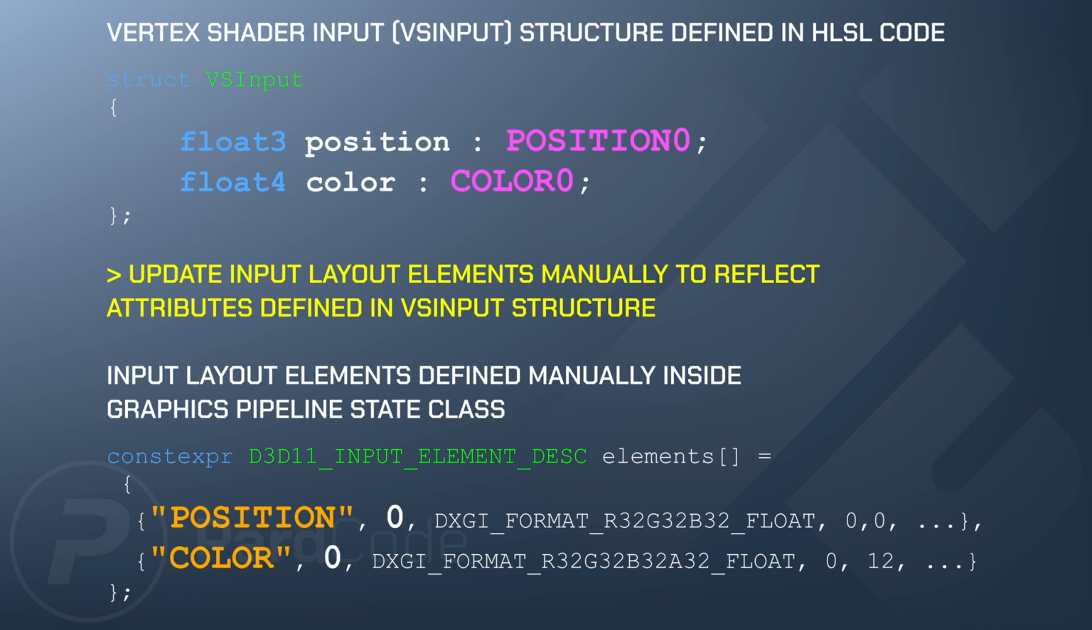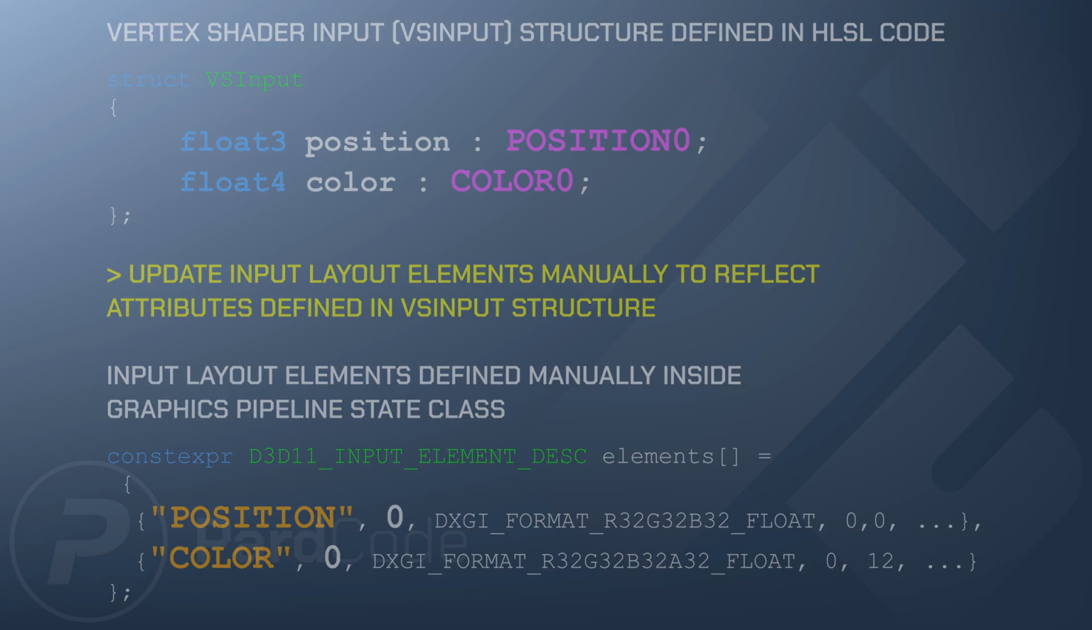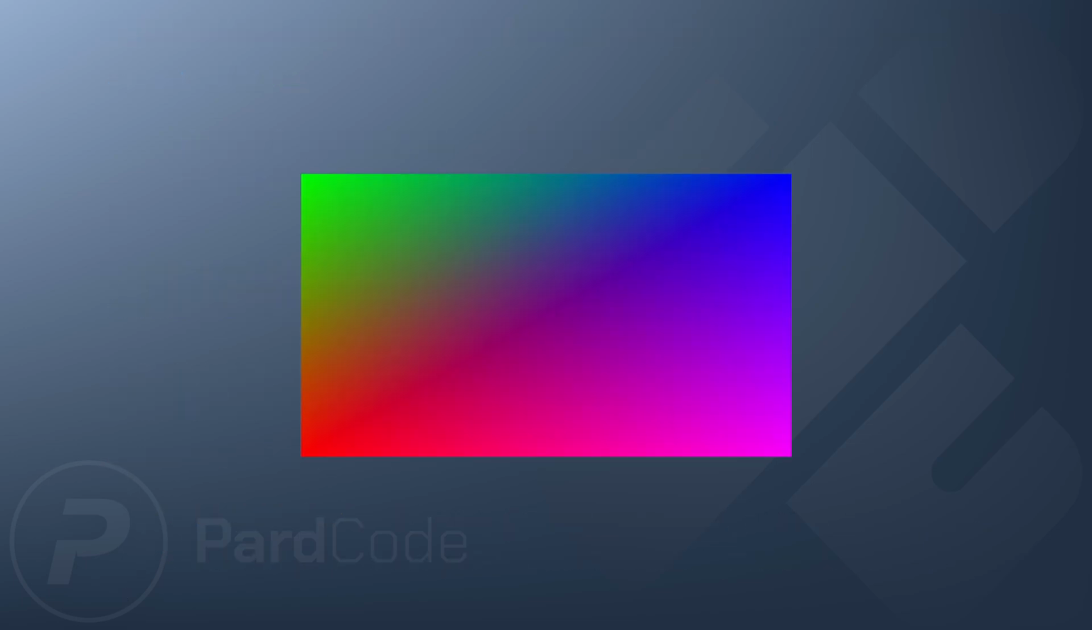We need to reflect the changes we made to the vertex shader input structure in HLSL into the input layout elements that are manually defined in the graphics pipeline state class. Previously, our input layout only included the position attribute. Now, we will also add the color attribute to match our new vertex structure. Once all these steps are completed, we should see the final result, a properly rendered quadrilateral with smoothly blended colors at each corner.